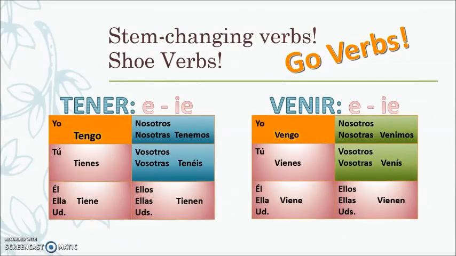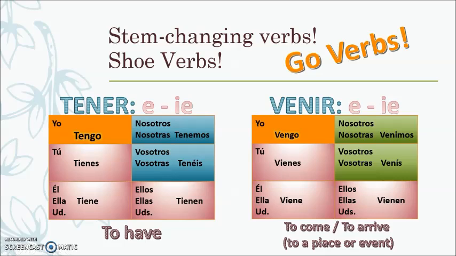Here are a few other stem changing verbs, but these are also called go verbs. These are called go verbs because in the yo form, they end with go instead of just an O. So it's really a unique kind of irregular yo form because they all have a commonality. They all end in go. So for tener, it's yo tengo, and tener means to have. So it's I have, yo tengo, and venir means to come or to arrive to a place or to an event. So to say I arrive, you'd say yo vengo.